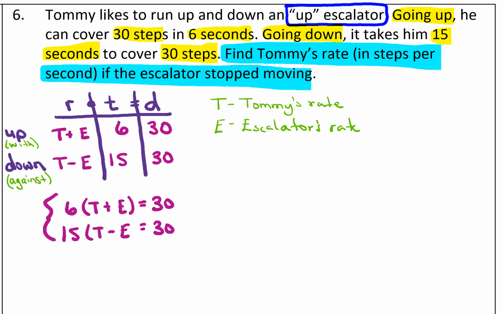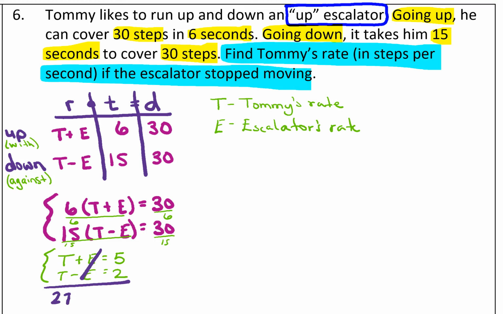Or we could be smart and we could divide both sides here by 6 so that we would end up with T plus E equals 5. And then here divide by 15. So we'd have T minus E equals 2. Now, it's your choice. You don't have to do it that way. That's just one way to do it. But notice that when I do it that way, I end up with being able to cancel out these E's. It's already set up for elimination.